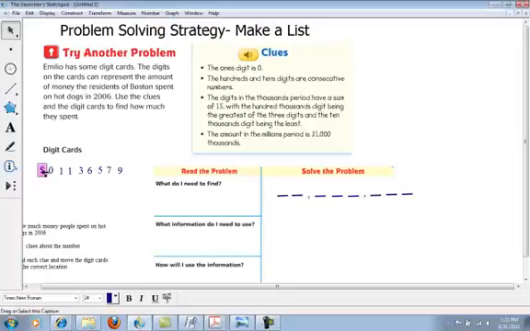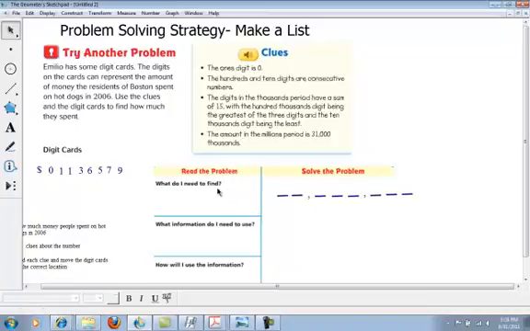Now here's our digit cards down here. We have a $, 0, 1, 1, 3, 6, 5, 7, 9. Now let's take a look at our clues. The ones digit is 0. The hundreds and tens digits are consecutive numbers. That means they come one right after the other. The digits in the thousands period have a sum of 15, with the hundred thousands digit being the greatest of the three digits and the 10,000s digit being the least. And the amount in the millions period is 31 thousands, or 31,000 thousands.